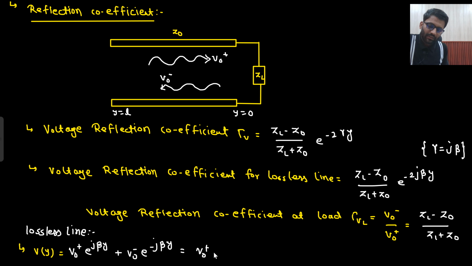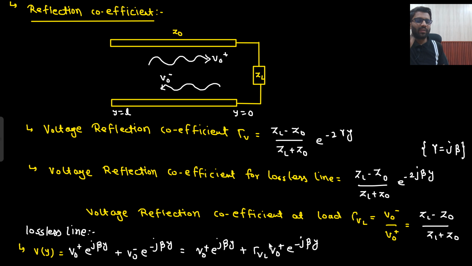So V0 plus e to the power J beta y plus gamma VL V0 plus e to the power minus J beta y. So this is how your equation can be written. From here you will get the standing wave pattern, and you just need to find when you get voltage maxima and voltage minima, current maxima and current minima, right? If you have already seen this video, then you would have the idea what I am talking about.